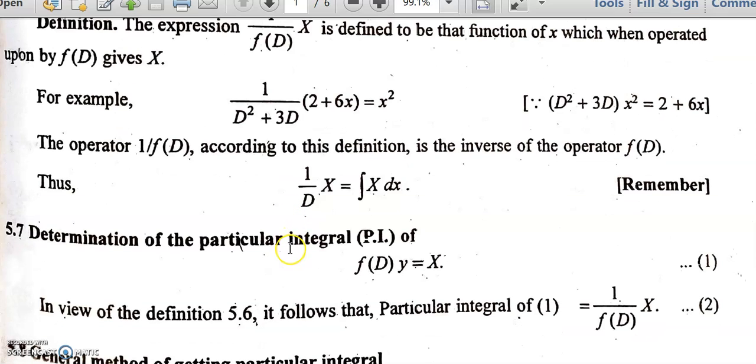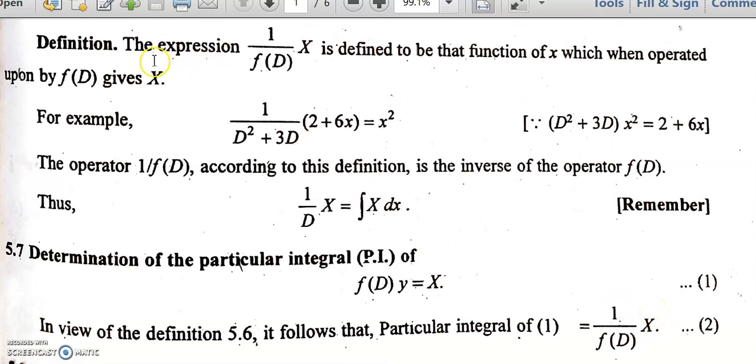Now in this lecture we will learn how to find the particular integral of the differential equation f of D y equal to x. Okay, so for the particular integral we need to calculate y. So y is basically what? 1 by f of D into x. Okay, 1 by f of D into x.